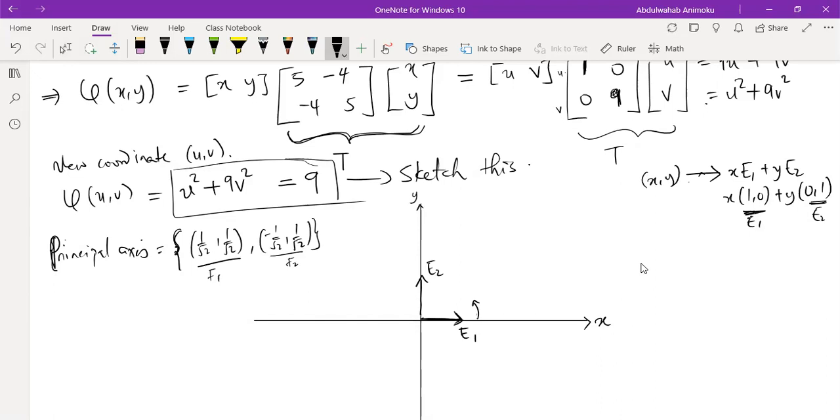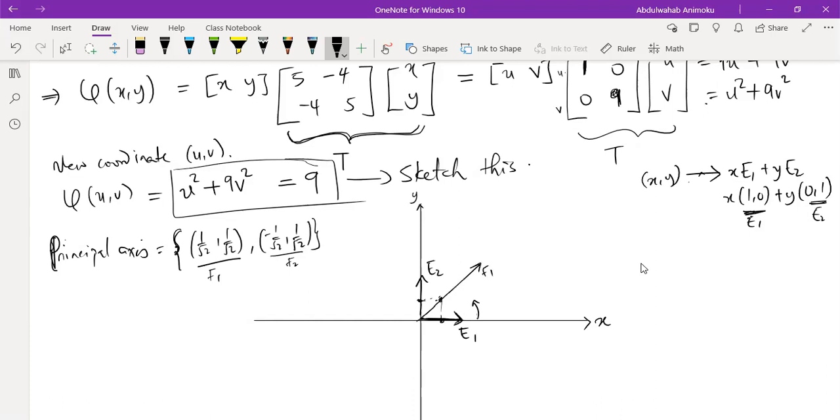Okay, so now we need to know where f1 goes. We can basically plot f1: take 1 over square root of 2 here, 1 over square root of 2 here, and when you find that coordinate, you can draw the vector f1.